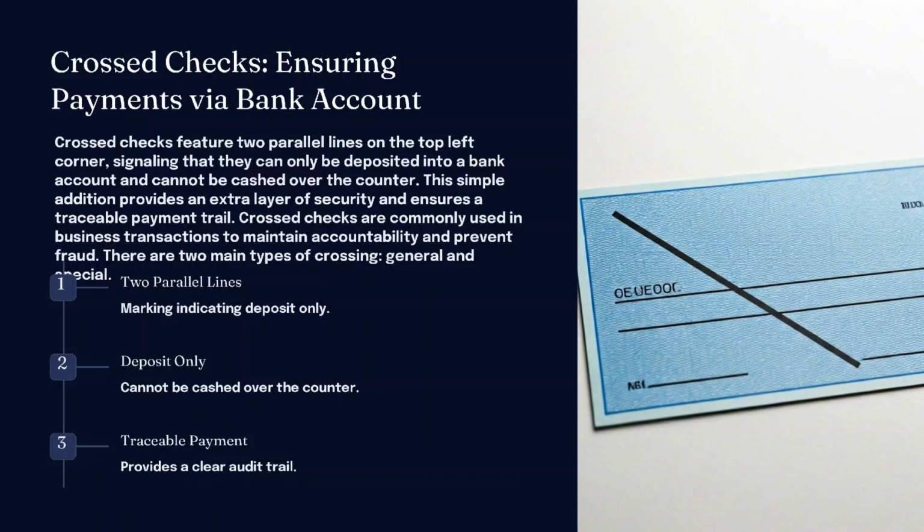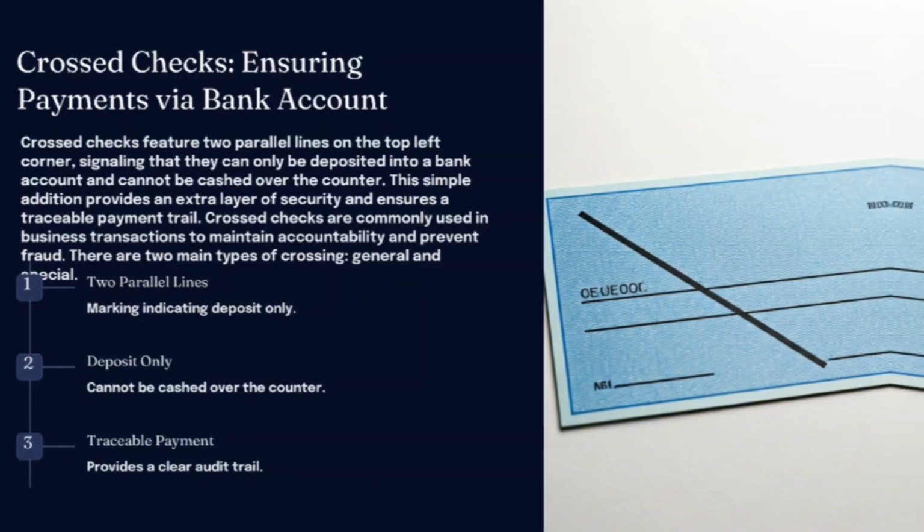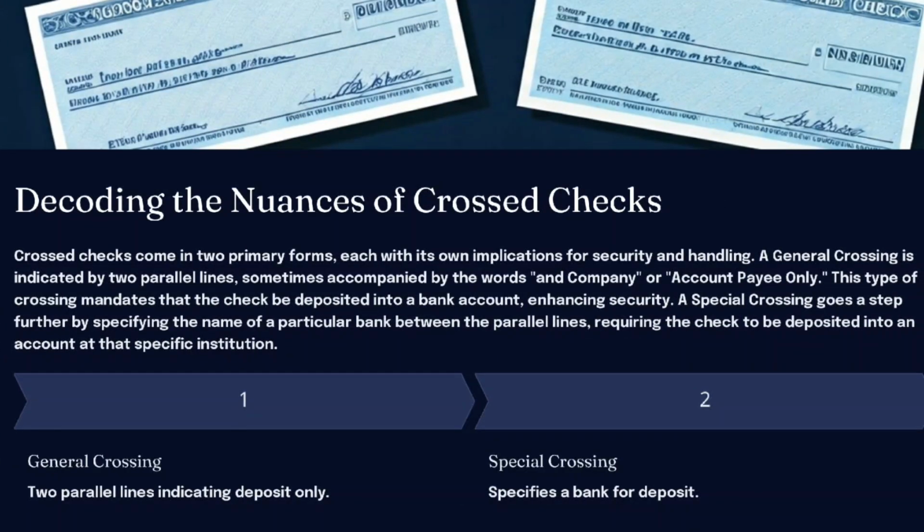There are two main types of crossing, general and special. There are two types of crossed checks you should know about. General crossing, indicated by two parallel lines, sometimes accompanied by phrases like, account payee only. This ensures that funds are deposited into a bank account for added security. Special crossing, which specifies a particular bank between those parallel lines, requiring that funds be deposited into an account at that specific institution. Both types enhance security while ensuring traceable payments.